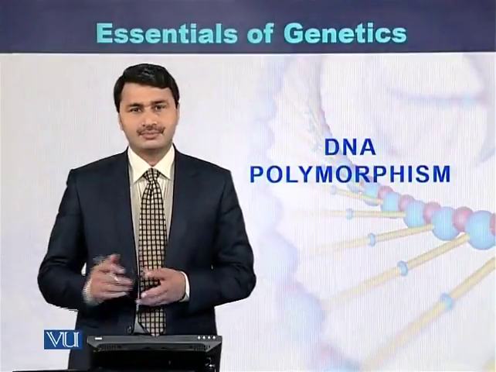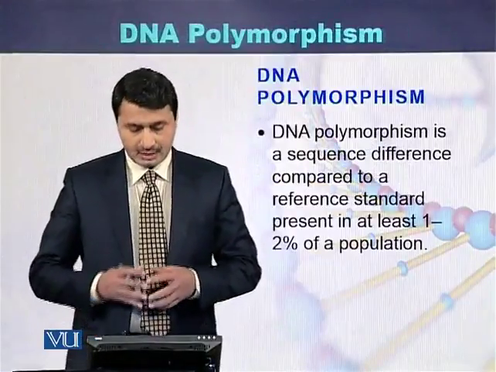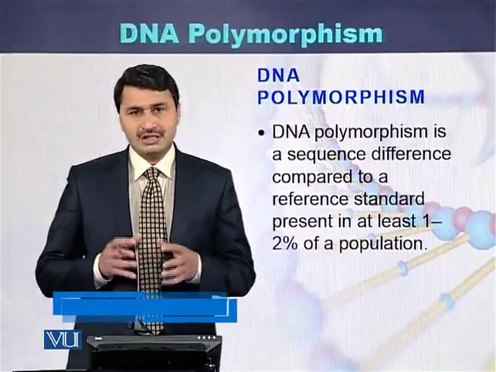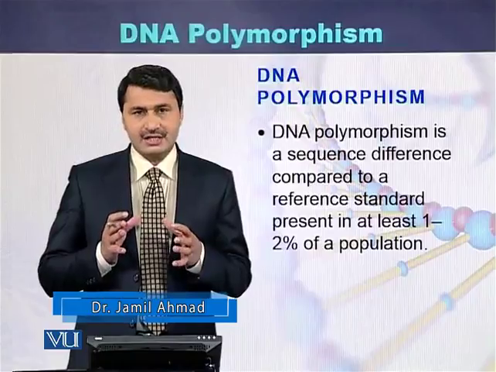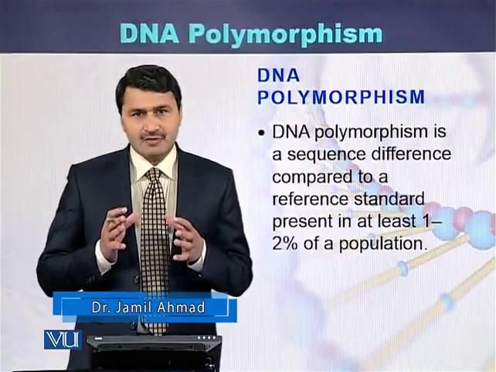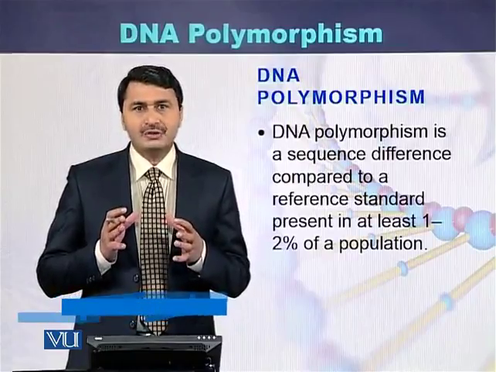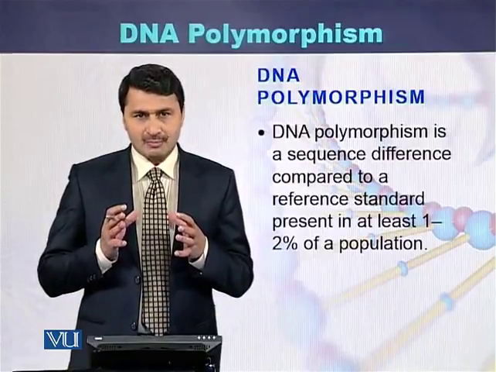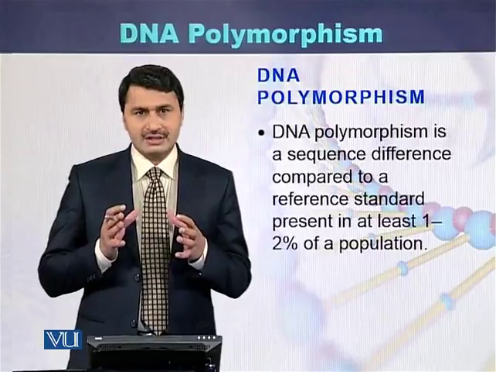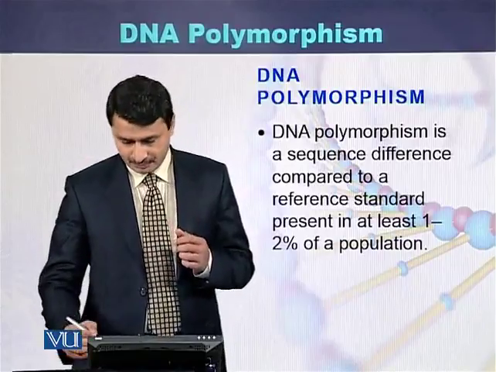DNA polymorphism. DNA polymorphism is a sequence that is compared to a reference standard, which is present in 1 to 2% of a particular population. If there is such a difference in the population, it is called DNA polymorphism.